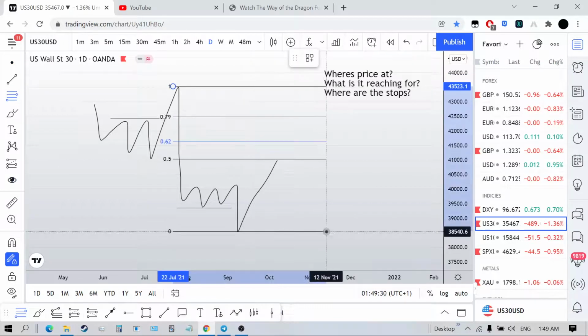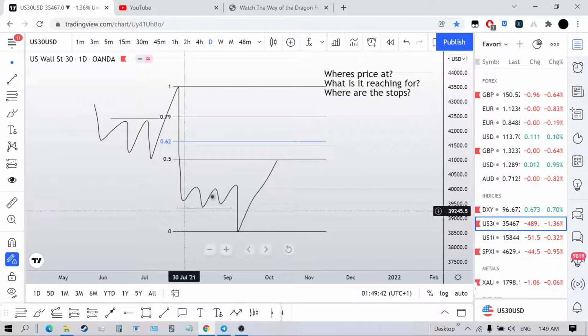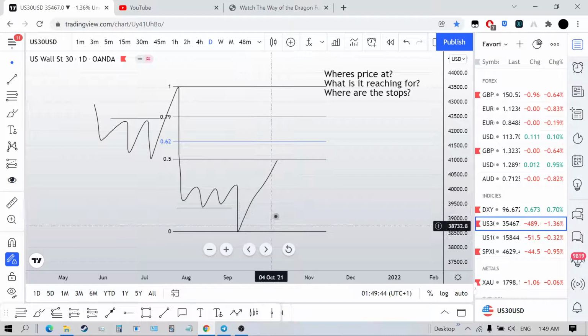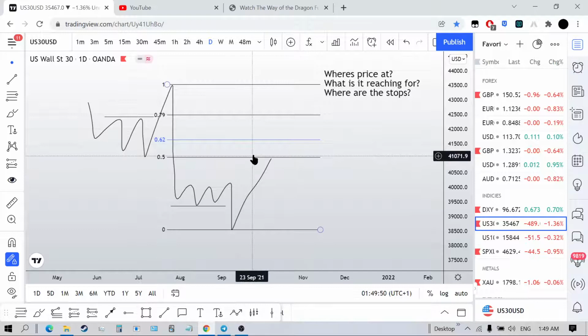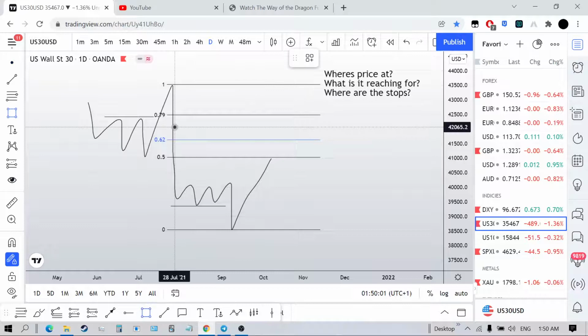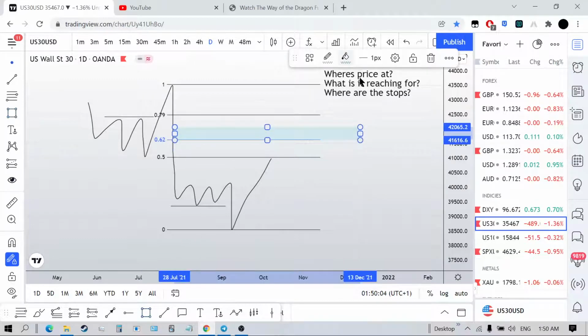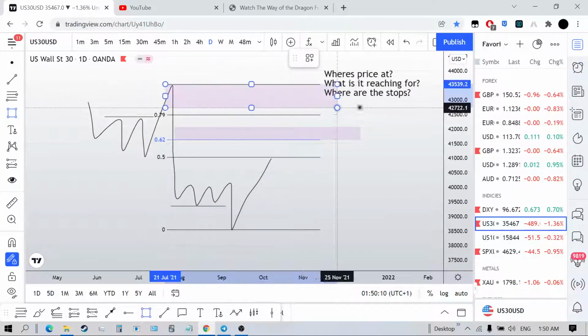It's close to the mean, the equilibrium of this high to this low. This high to this low is a dealing range that price is working inside. You only want to buy at a discount and you want to sell at a premium. So whenever I'm looking at this, I'm looking at where price is at and what it is reaching for. When I look at price here, the first thing I'm thinking price may be reaching for on this time frame is maybe some FVG in here. Mark that out like that. Maybe an order block up here.